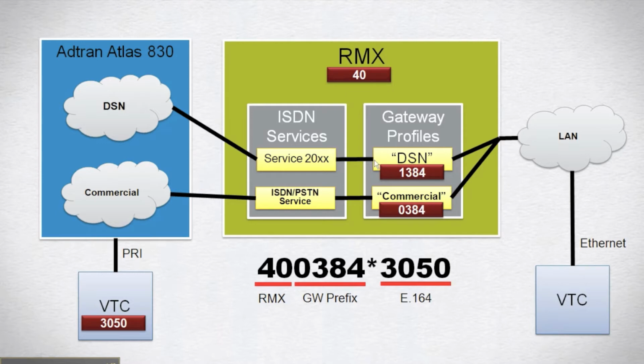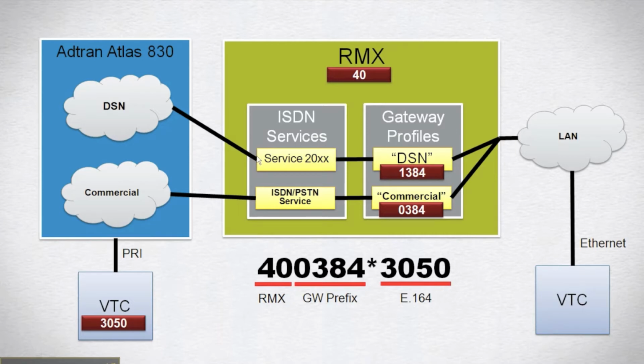Both of these profiles have to be assigned, or rather, an ISDN service has to be assigned to a gateway profile. So the DISN gateway profile is associated with the ISDN service called service 20XX. This is just an RMX in my lab, and that service already existed. Otherwise, I would have given it an easier name. Below that one is the ISDN PSTN service. Again, arbitrary names, but those are the two services that are in my ISDN services on my RMX.